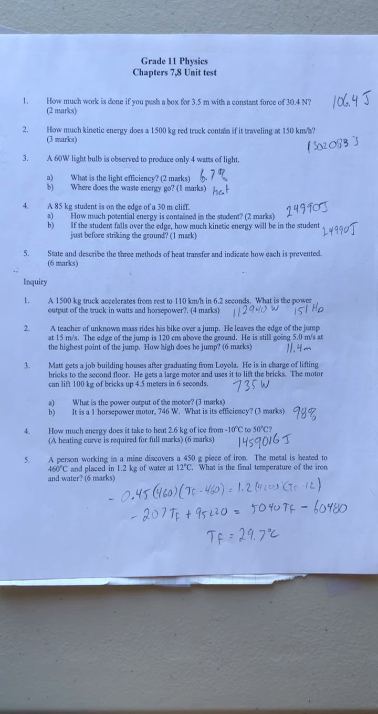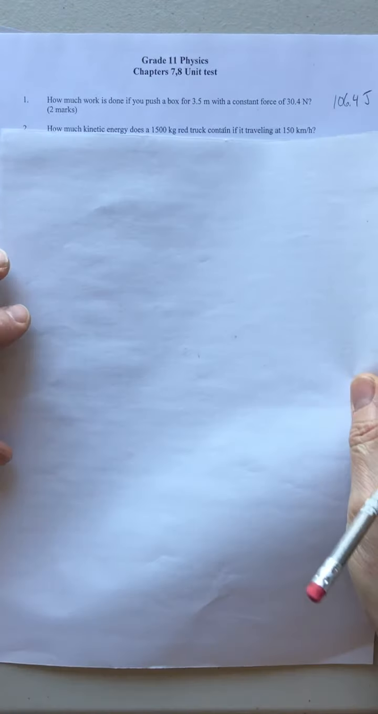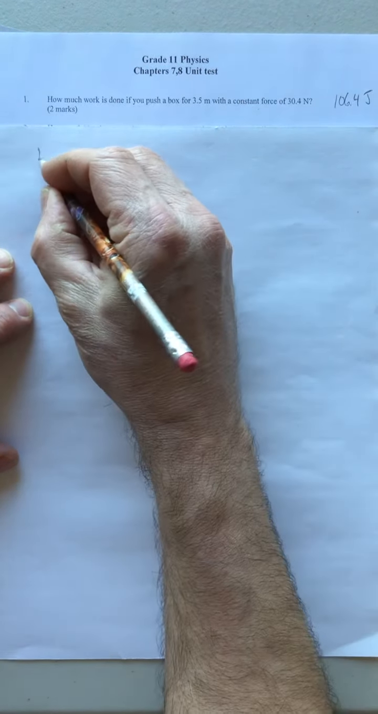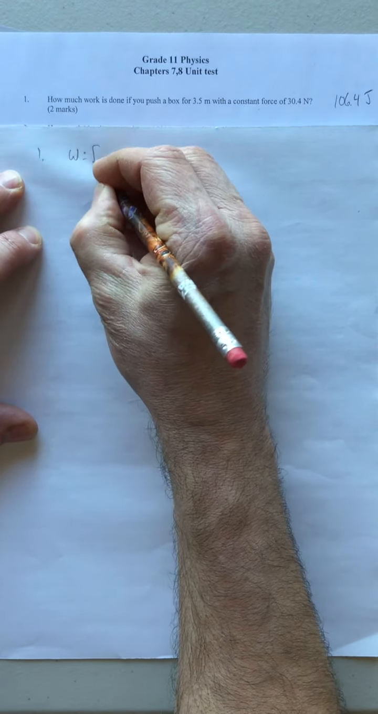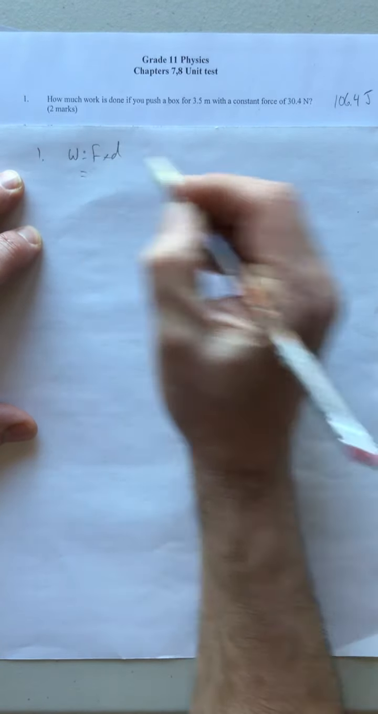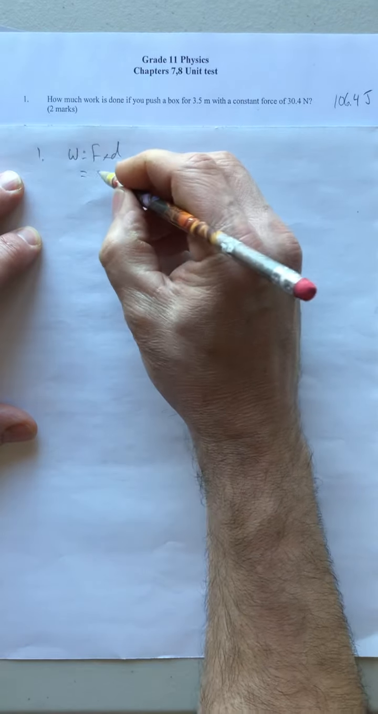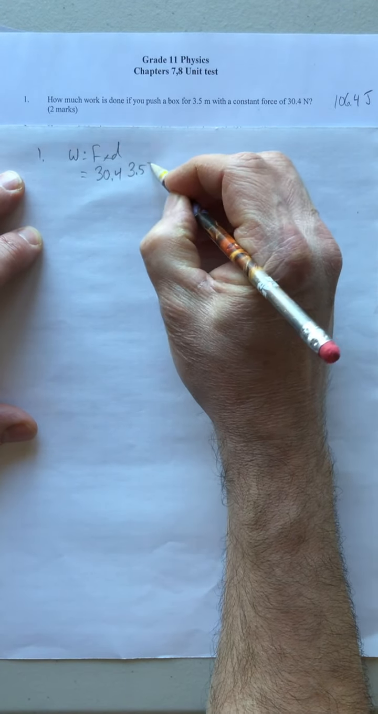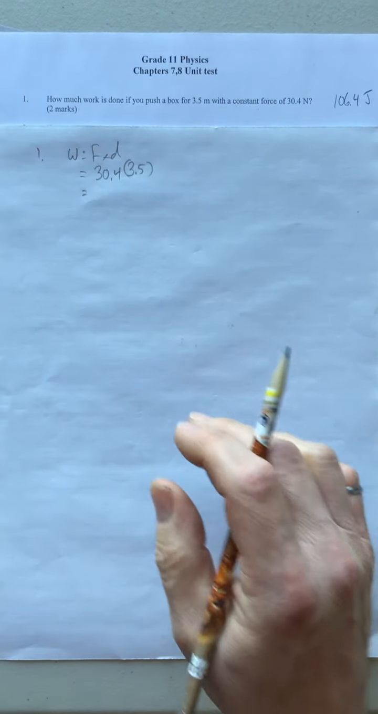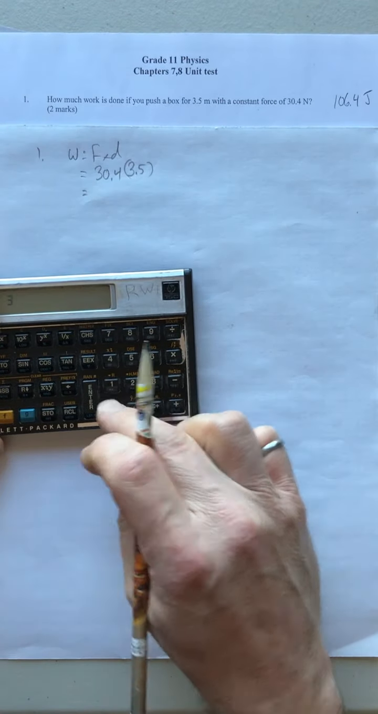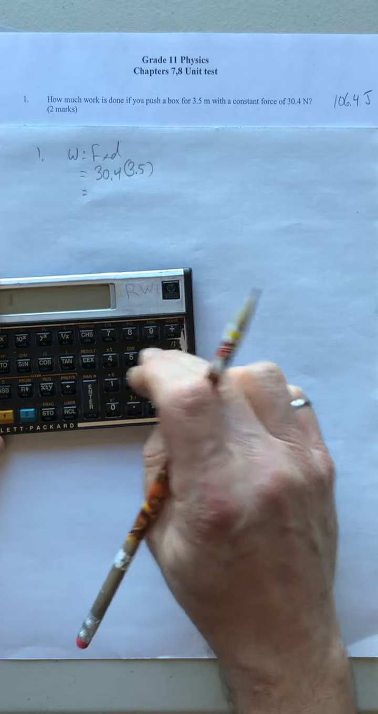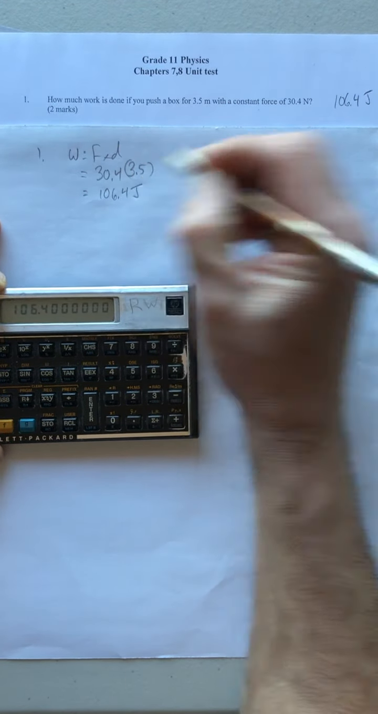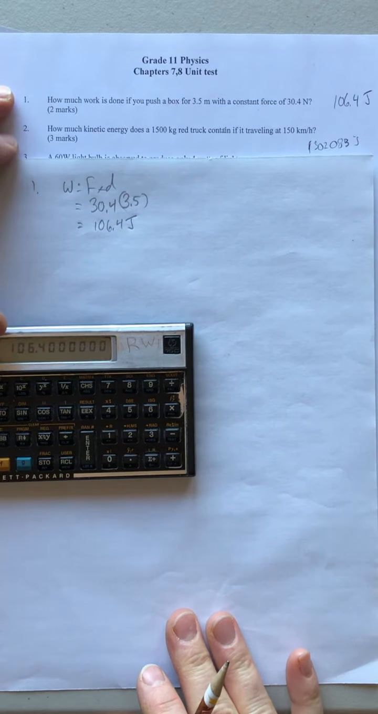The first one says, how much work is done to push a box 3.5 meters with a constant force of 30.4. So question 1, these are knowledge questions, so they're nice and straightforward. Force 30.4, and I pushed it 3.5 meters. No crazy angles or anything, just straight up. So 30.4 times 3.5 is 106 joules of energy.